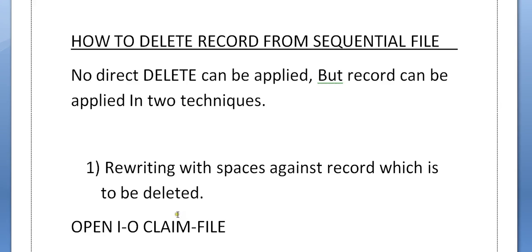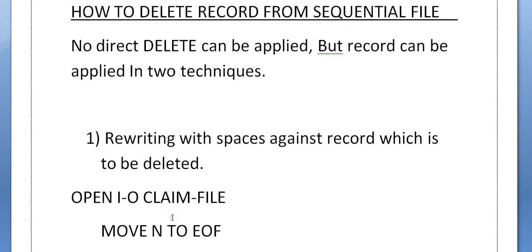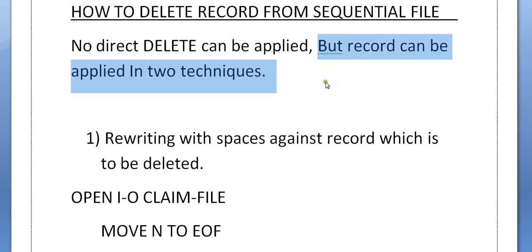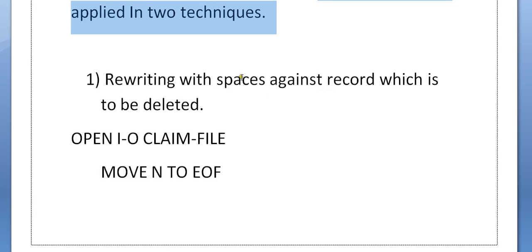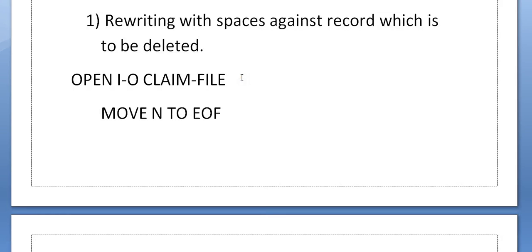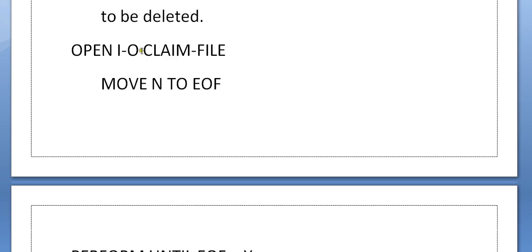Now, how to delete a record from a sequential file. Is it possible to delete a record from a sequential file? Let's see what happens here. No direct delete can be applied, but a record can be deleted using two techniques. One, rewriting with spaces against the record which is to be deleted. So in order to delete the record, you need to open in IO mode.